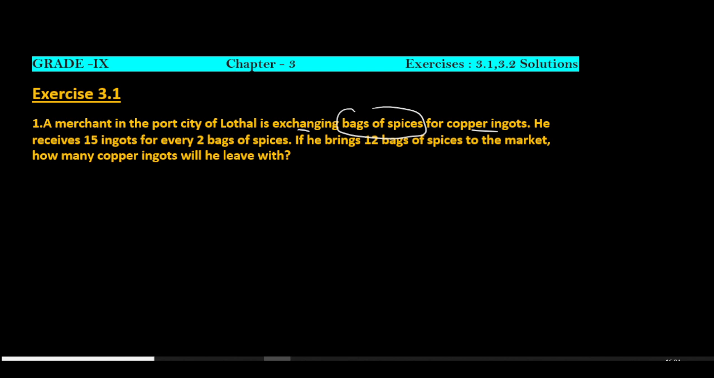In ancient times they had this type of exchange. Instead of giving money, they would give the thing they had, the thing they produced, to some other person, and in exchange they would buy something equivalent. That type of business is called pandamaatru murai. So here a merchant is giving bags of spices and getting copper ingots.